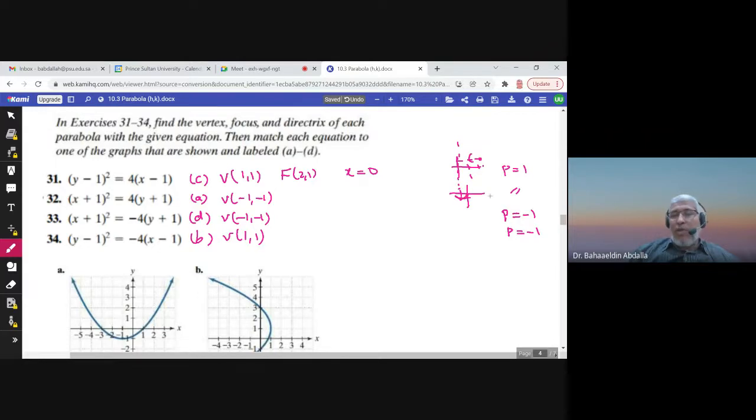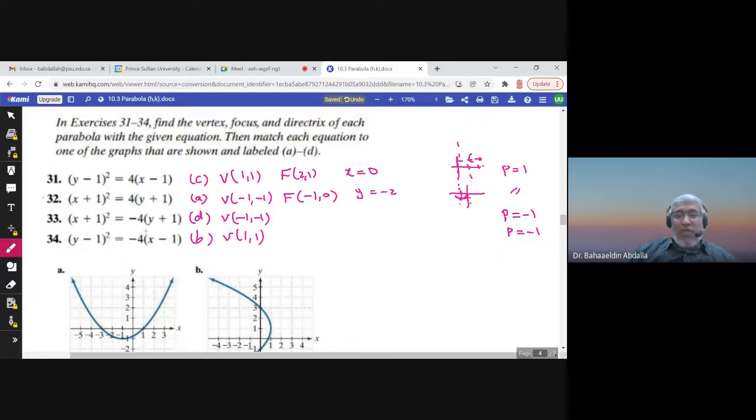So I go 1 unit up, I reach the vertex, which is -1 and 0. And 1 unit down, I have the directrix, which is y equals -2.